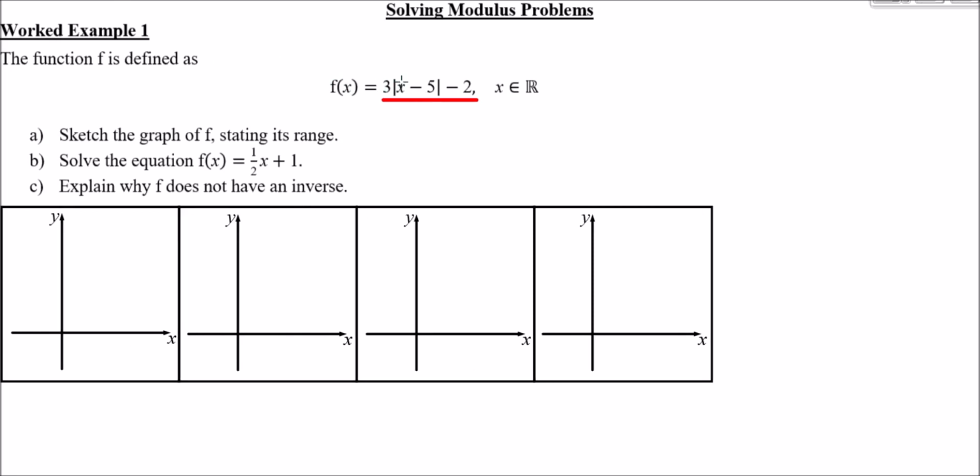So here, we're taking the mod of something, so the parent function I would suggest we begin with is simply mod x. So the graph of mod x is just a v with its vertex on the origin. So the graph of mod x would look like this.